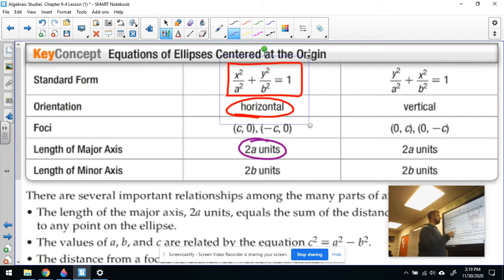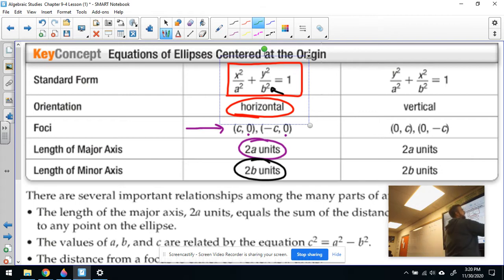We also said that we have a b, and that's half the length of the minor axis. So from the center to b is going to be b. We square that, and all of it is equal to 1. Now, I can also tell a horizontal ellipse by its foci. You'll notice the number that changes is the x. The constant is y, and in this case it's 0 since it's centered at the origin.